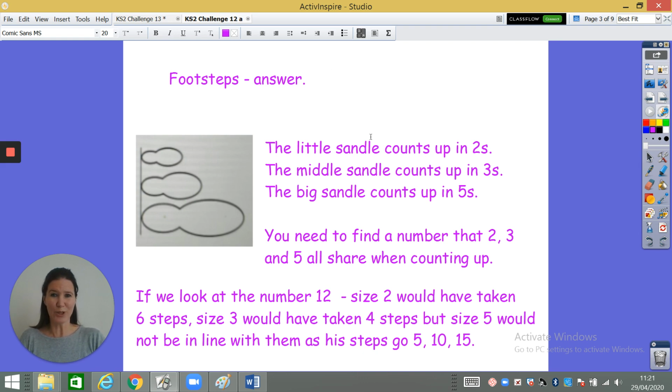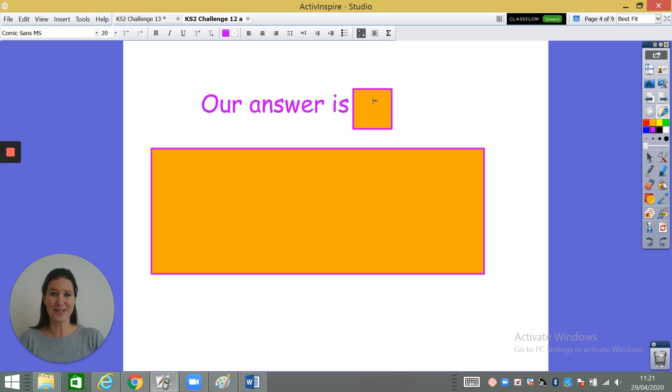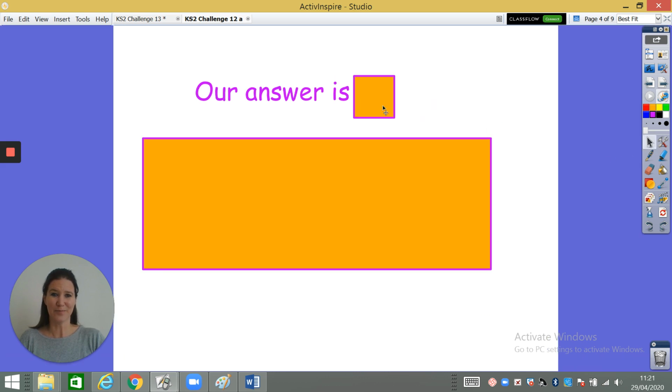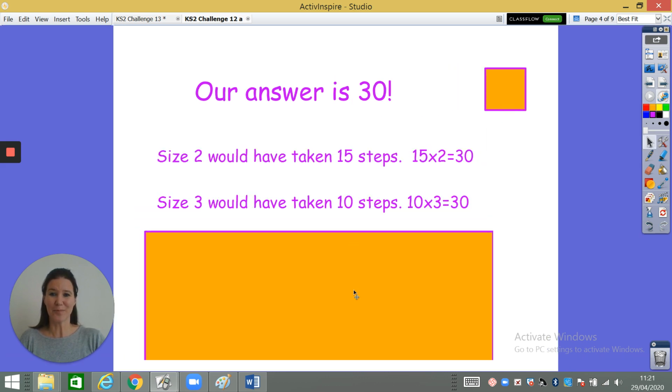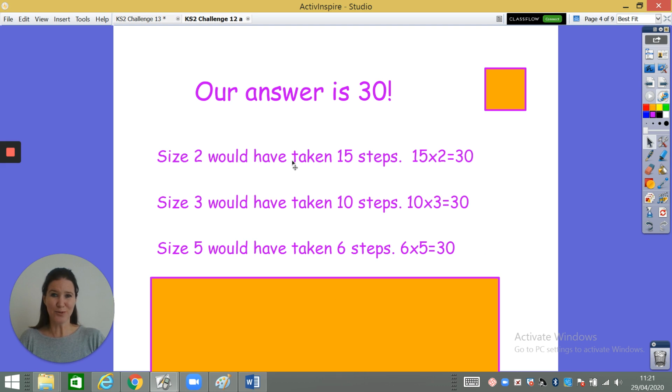So let's see if you could work out which number all 3 share when counting up. So our answer is 30. Size 2 would have taken 15 steps because 15 times 2 is 30. Size 3 would have taken 10 steps because 10 times 3 is 30. And size 5 would have taken 6 steps because 6 times 5 is 30. I hope you managed to work that out.